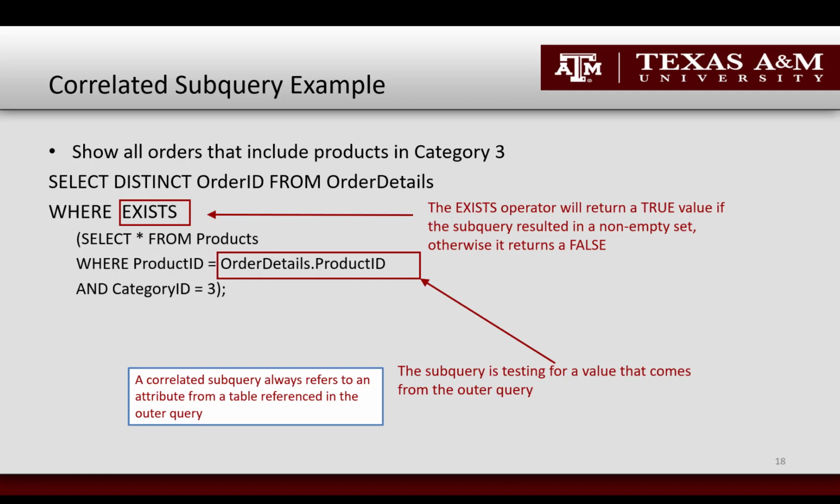And I'm filtering that the only category I'm interested in is category ID 3. This subquery is testing for a value that comes from the outer query. So every time the outer query comes up with a distinct order ID, then I check to see if our product ID matches our product ID in an order details table and the category matches 3. So this query has to run the subquery every time it comes up with a result in the outer query.